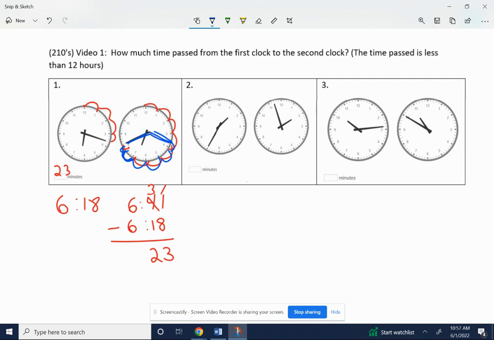Okay, guys, do problem 2 and 3 after you pause the video, and then unpause the video and see if you are doing them correctly.